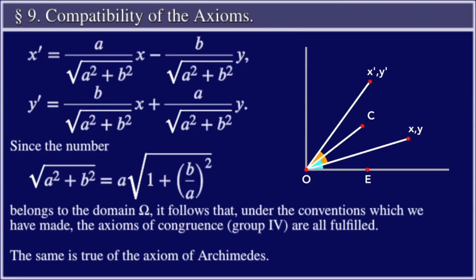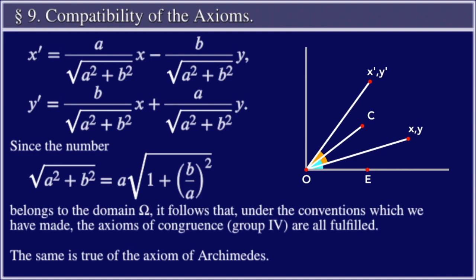x prime is equal to a divided by the square root of a squared plus b squared, times x, minus b divided by the square root of a squared plus b squared, times y. And y prime is equal to b divided by the square root of a squared plus b squared, times x, plus a divided by the square root of a squared plus b squared, times y. Since the number the square root of a squared plus b squared is equal to a times the square root of 1 plus the quantity b divided by a, squared.